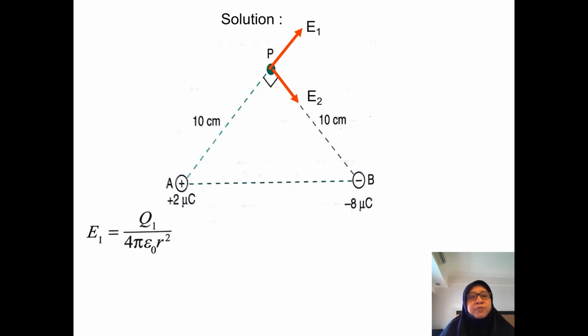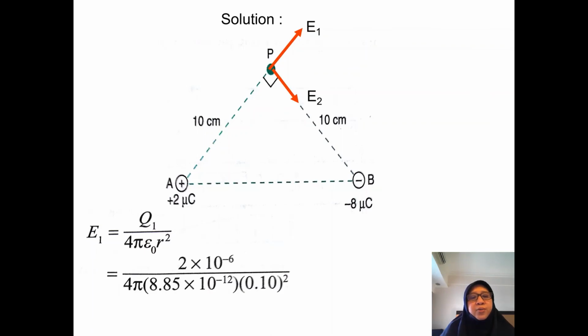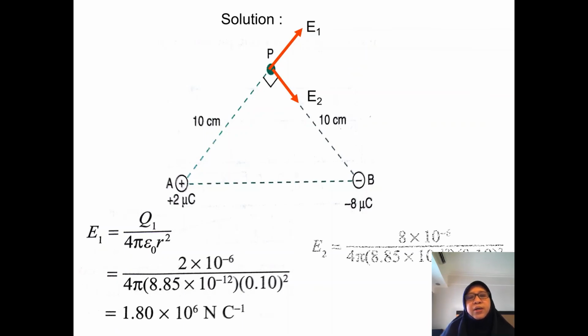Using the formula Q per 4 pi epsilon naught R squared, E1 is because of this charge, so you substitute 2 microcoulomb. The distance is 10 centimeter converted to meter, so you get this value. Then for E2, you substitute the charge, because E2 comes from the electric field of this negative charge. So you substitute the value of 8 microcoulomb, and you get 7.19 times 10 to the 6 Newton per coulomb.